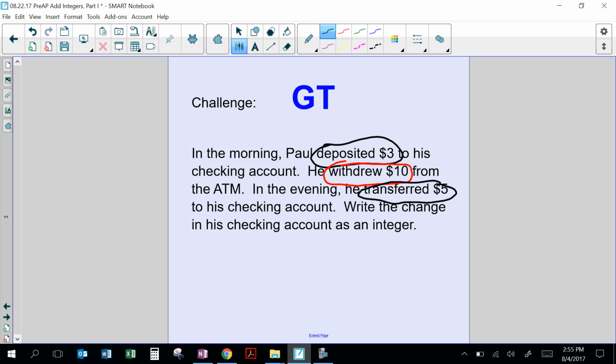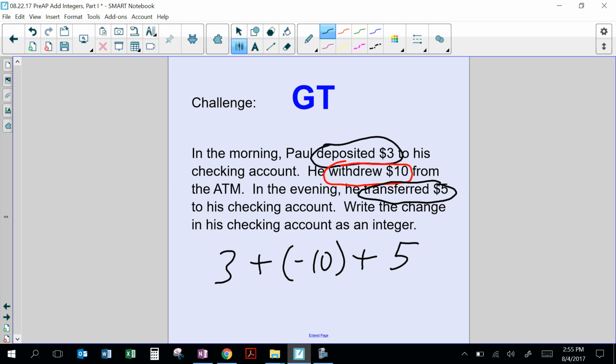So we have 3 plus withdrawal. When you withdraw $10, is that positive or negative? That's -10 plus he transferred $5. That's a good thing, $5. So we have 3 plus -10 plus 5.